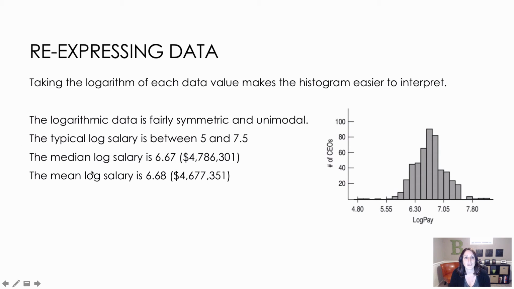The median, or middle, is at 6.67, so that's here, but notice what value that corresponds to. Okay, again, because we took the log of that value to get the 6.67, and then the mean or average, again, 6.68, whereas before those values were very, very different.